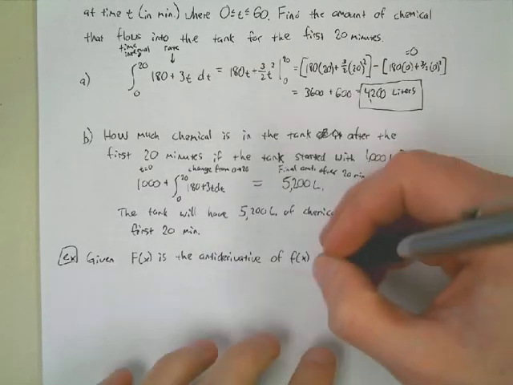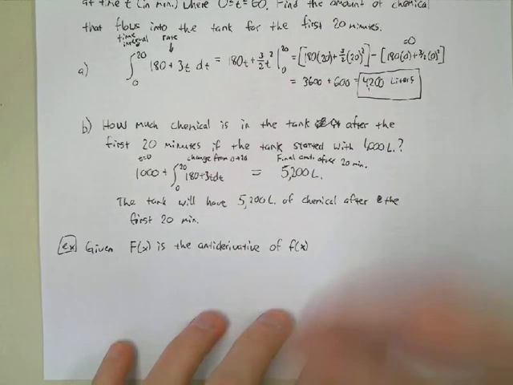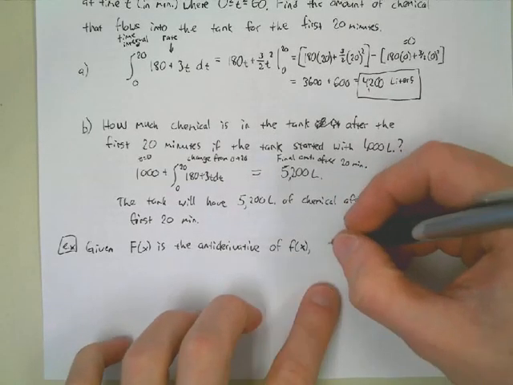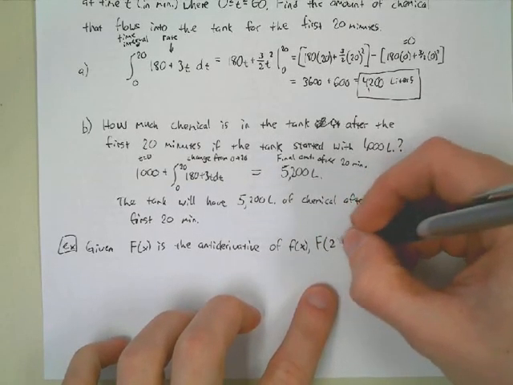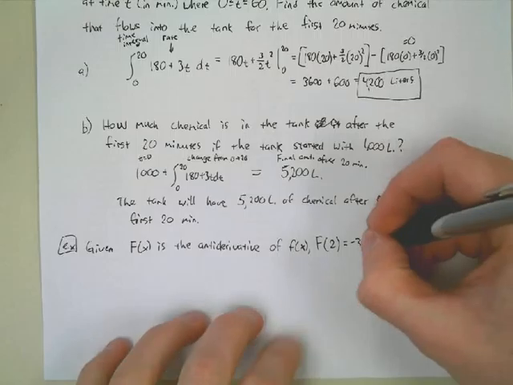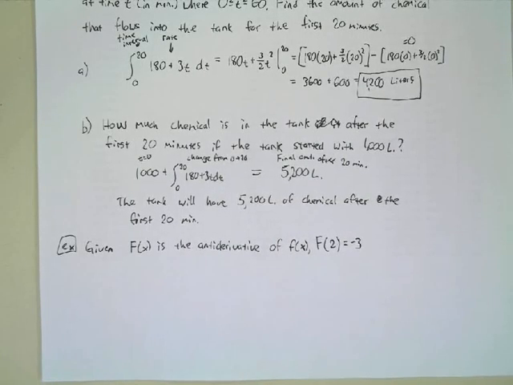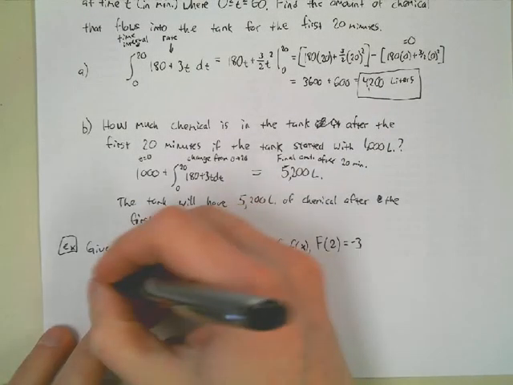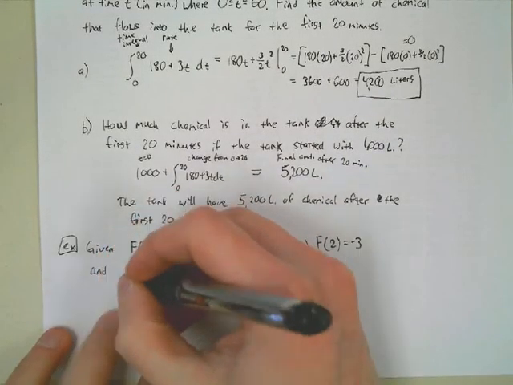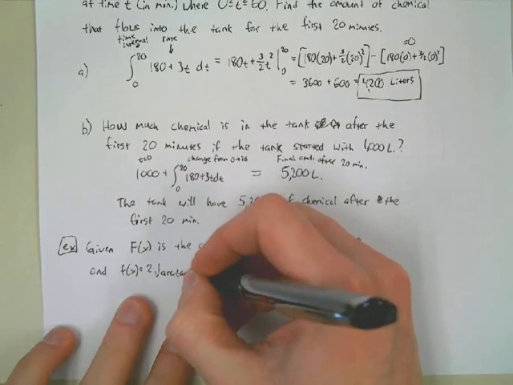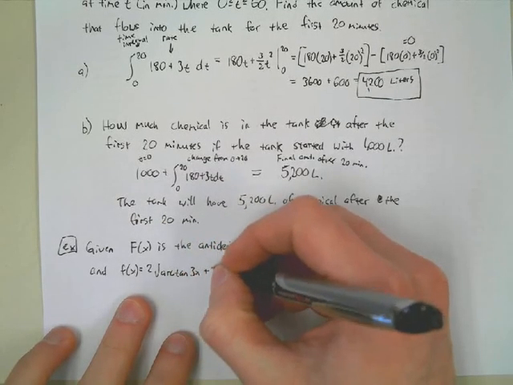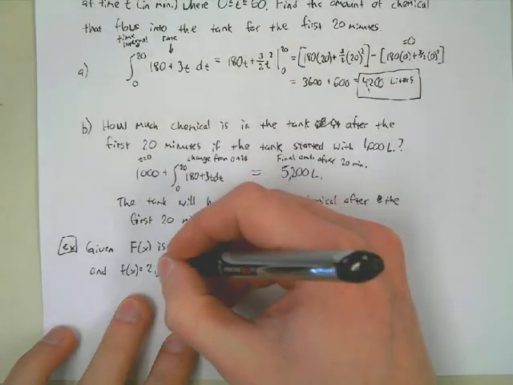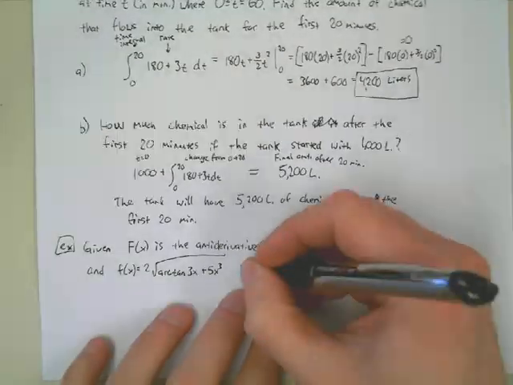Anyway, okay, f of x. We're going to give some other information here. Capital F of 2 is equal to negative 3, and lowercase f of x equals 2 square root of the arctangent of 3x plus 5x cubed. Okay? Find capital F of 5.